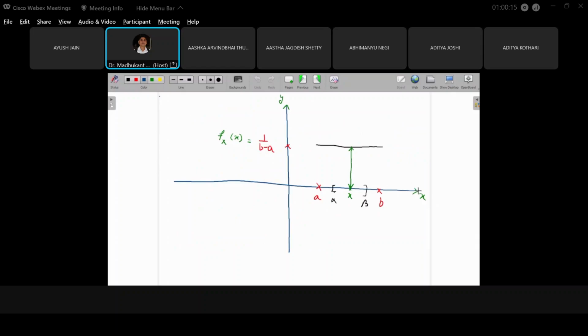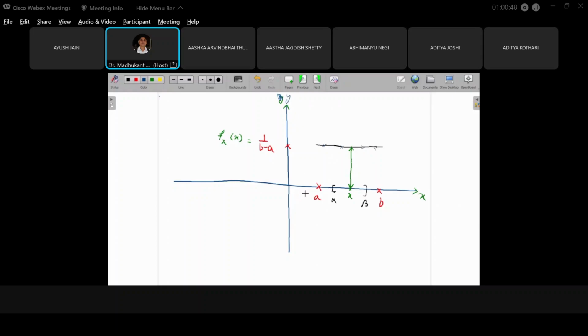If you take x over the closed interval [a, b], and you have y, the f(x), what is the curve? It is nothing but the line y equals 1 by b minus a. If you look at the distance, everywhere it is uniform.